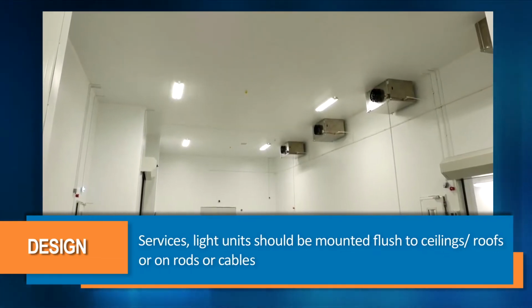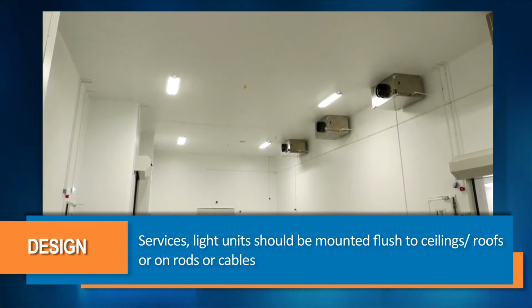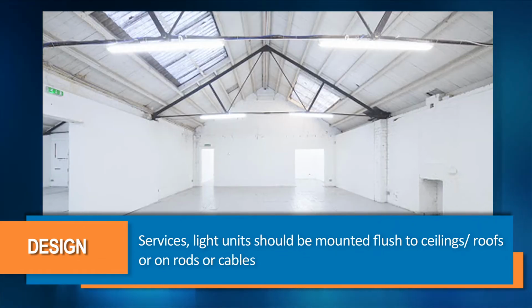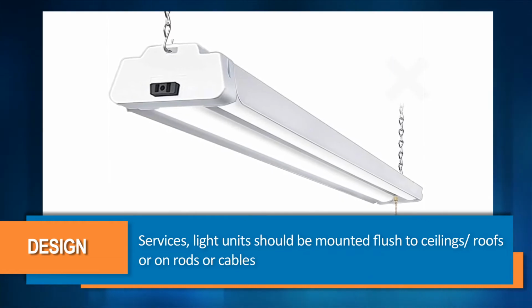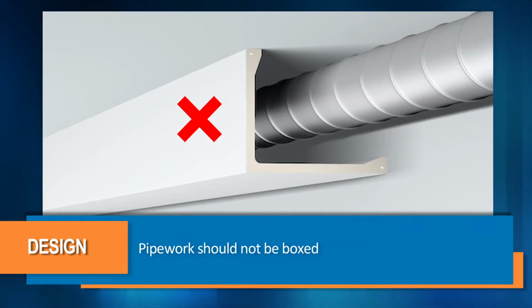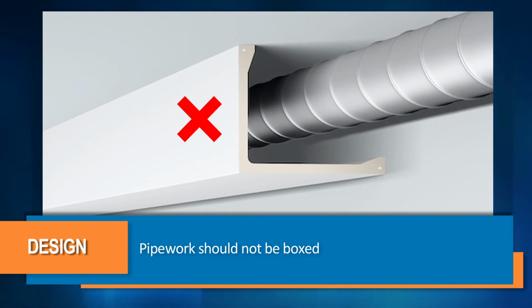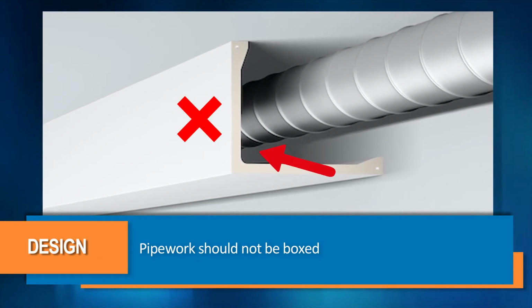Services and light units should be mounted flush to ceilings or roofs, or on rods or cables, and preferably not chains. Pipework should not be boxed in because of the risk of infestation.